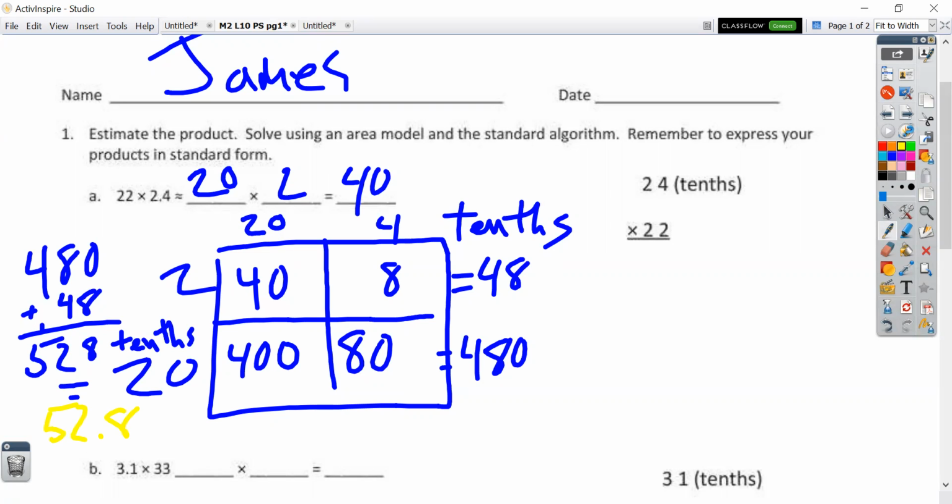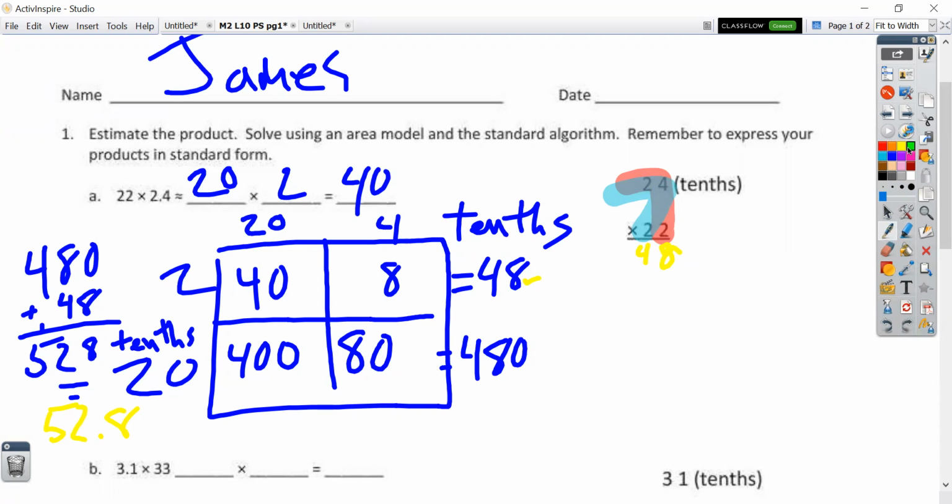So let's go ahead and show that over on our problem set. Well, remember, we've been practicing this a lot. We're going to do 2 times the top number. Well, 2 times 4 is 8. 2 times 2 is 4. Well, there's my 48 tenths. That's the same as my partial product in my area model, even though my yellow 8 is a little sloppy. I apologize for that.